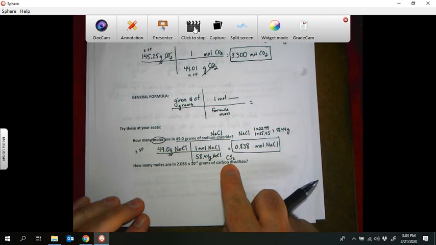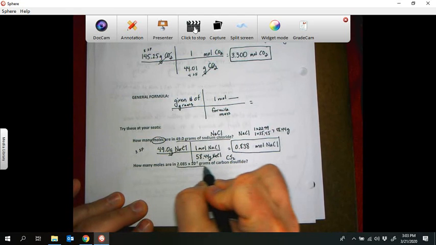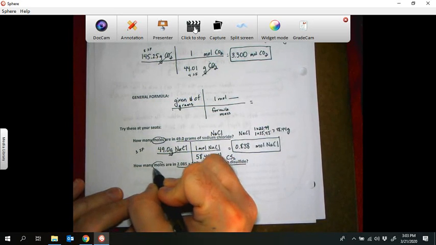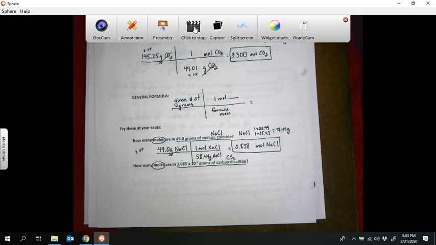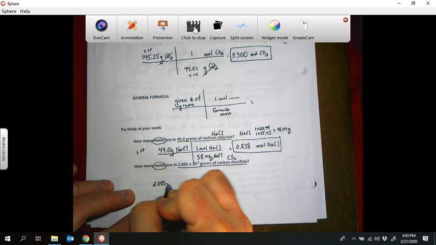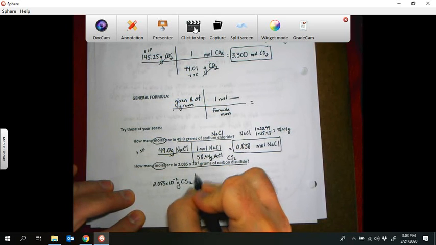Let's look at our second example. I gave you the formula for carbon disulfide as CS2. And we're given 2.085 times 10 to the minus 2 grams, so it's in scientific notation, and we're looking for moles. So here is another gram to mole problem. We always start with what we're given: 2.085 times 10 to the negative second grams of CS2.